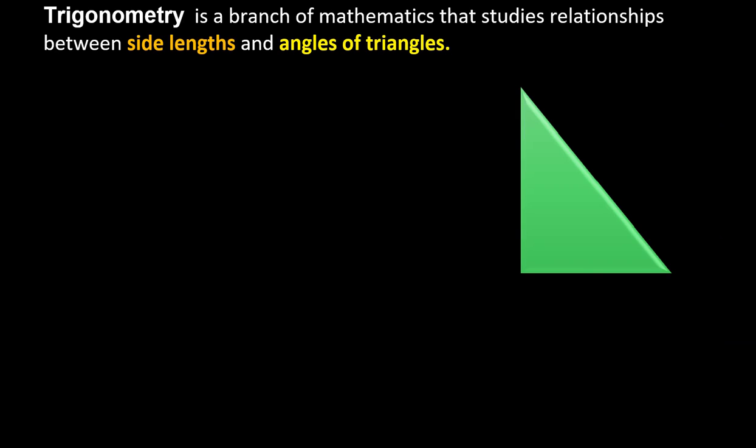Okay, so let us see the definition of trigonometry. Trigonometry is a branch of mathematics that studies relationships between side length and angles of triangles.